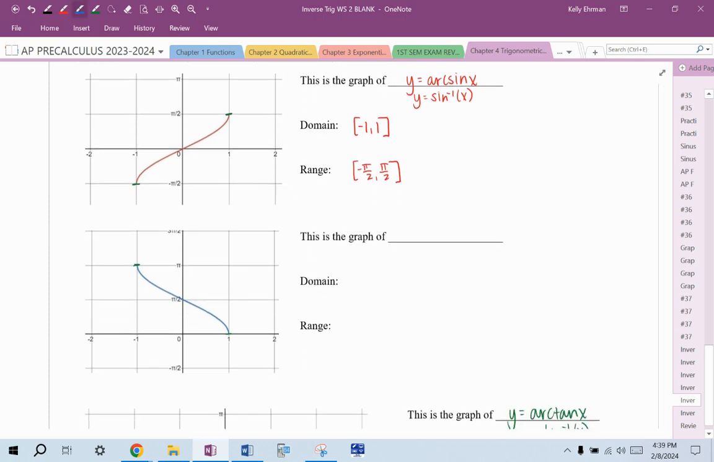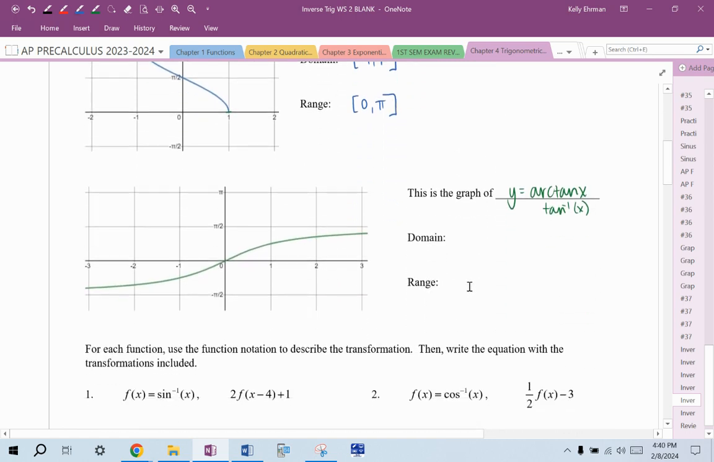So this next graph, because it goes from 0 to pi, I know, and it's this shape, I know that it's y equals arc cosine x. I know these two shapes are similar, but arcsine is an increasing graph, arccosine is a decreasing graph. The domain of arccosine is also negative 1 to 1, but its range is 0 to pi.